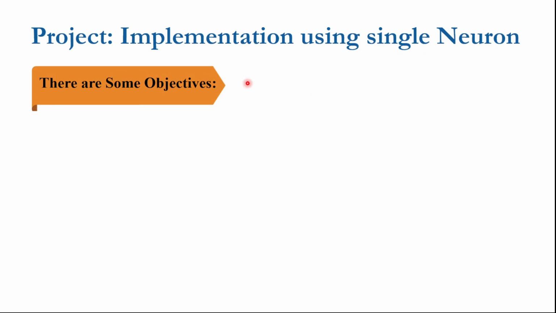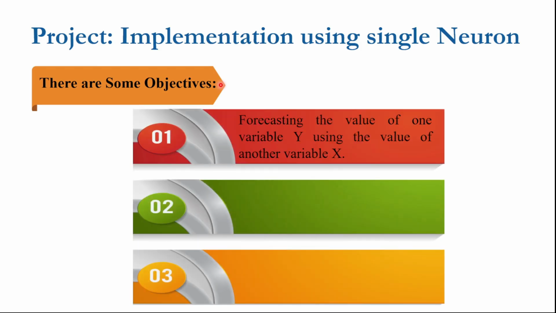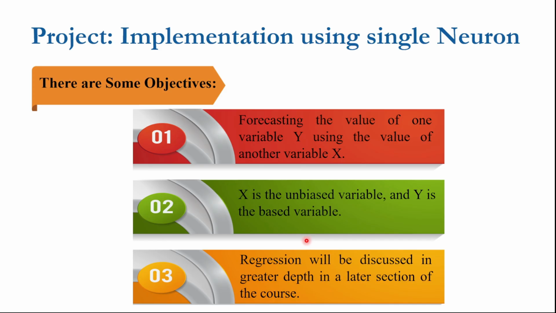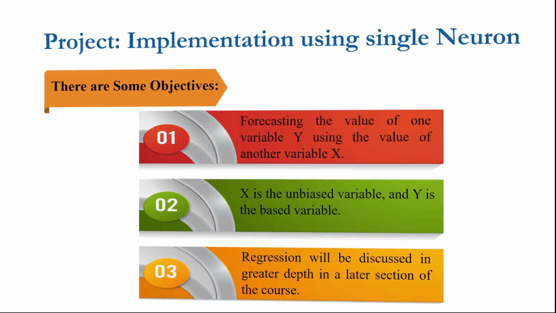Now, there are some objectives that we need to discuss before going into the code. So first thing is we need to forecast the value of variable y, and to forecast that we are going to use the values of variable x. So we are going to define variable y and variable x with respect to our problem when we are talking about the code. And of course, x is the independent variable and y is the dependent variable, which will be dependent upon x. Regression and other things will be discussed in depth later if we go on to that part in this course.